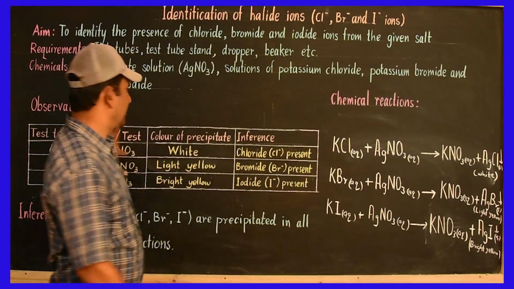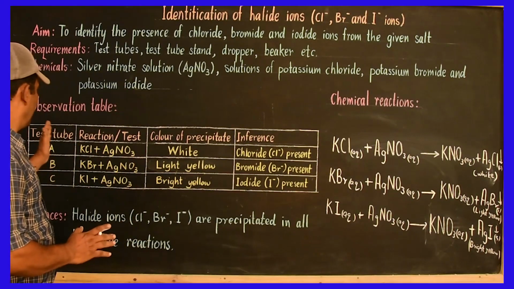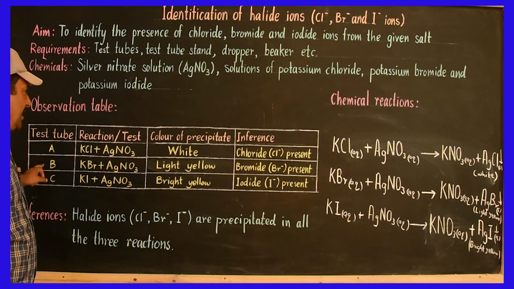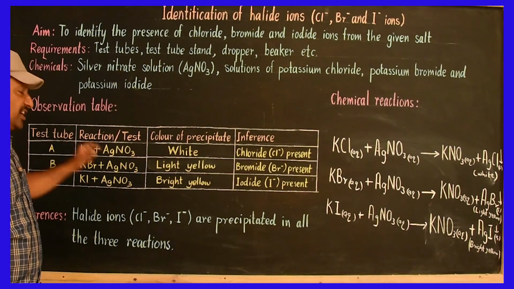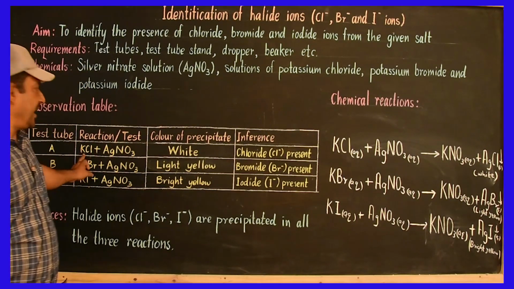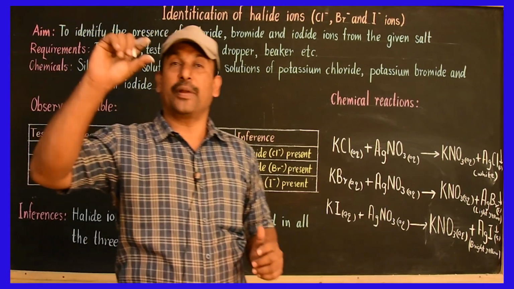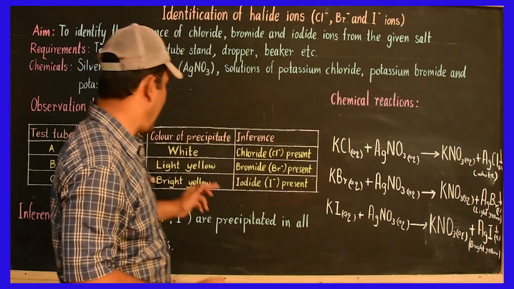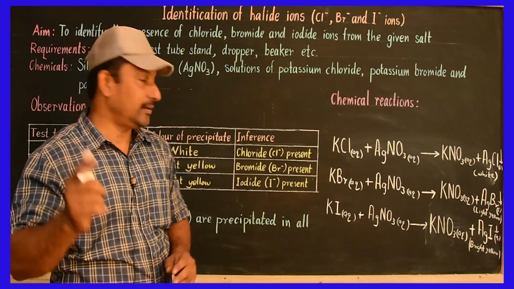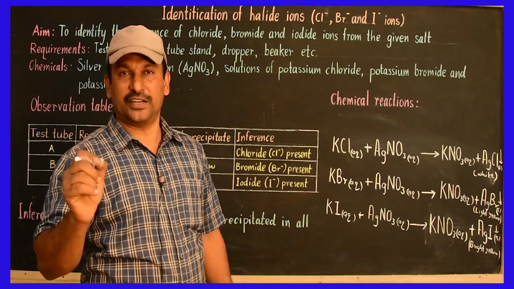After that you have to draw the observation table. In the observation table, the first column is of test tubes A, B and C. What reaction takes place in test tube A? That you have to note down here, the test: KCl plus AgNO3. What color did we see? The precipitate that was seen had white color. The inference from that white color is that chloride is present, Cl⁻ ions are present.